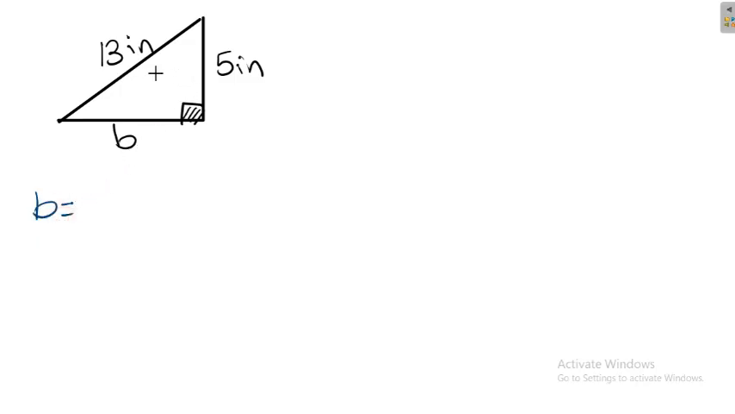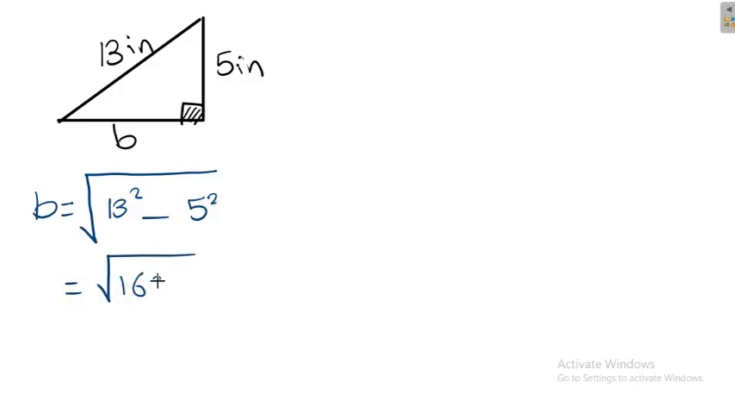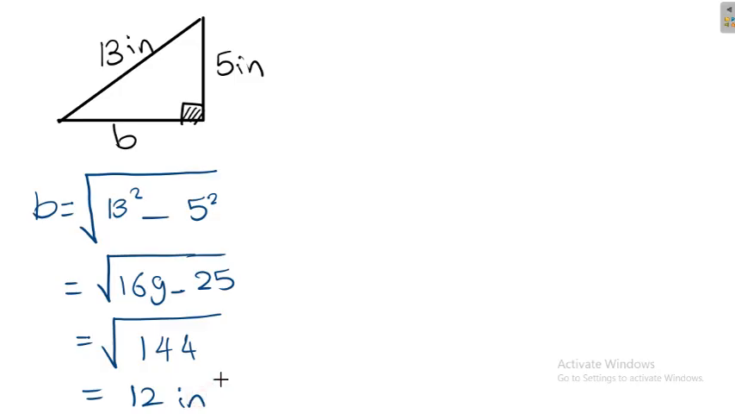Where is the biggest side? It is 13. So 13 is known. Which is unknown? The unknown is B, one of the smalls. Square root of the subtraction of the biggest square minus the other small square equals 13 squared is 169 minus 5 squared is 25. 169 minus 25 is 144. The square root of 144 is 12, and the unit is inches.